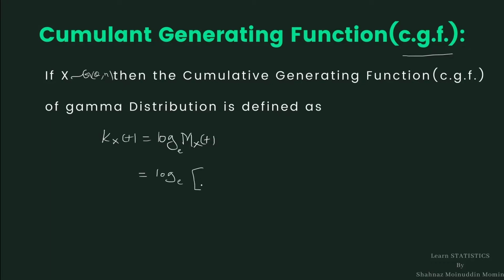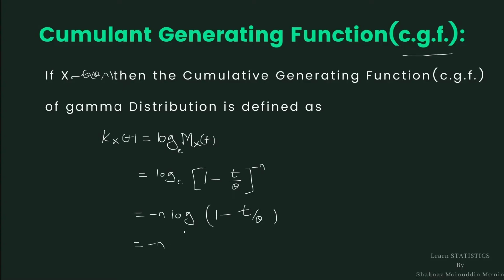Log of the value of MGF, which is (1 minus t upon theta) raised to minus n. So it is minus n log (1 minus t upon theta). The power can be multiplied to the logarithm.